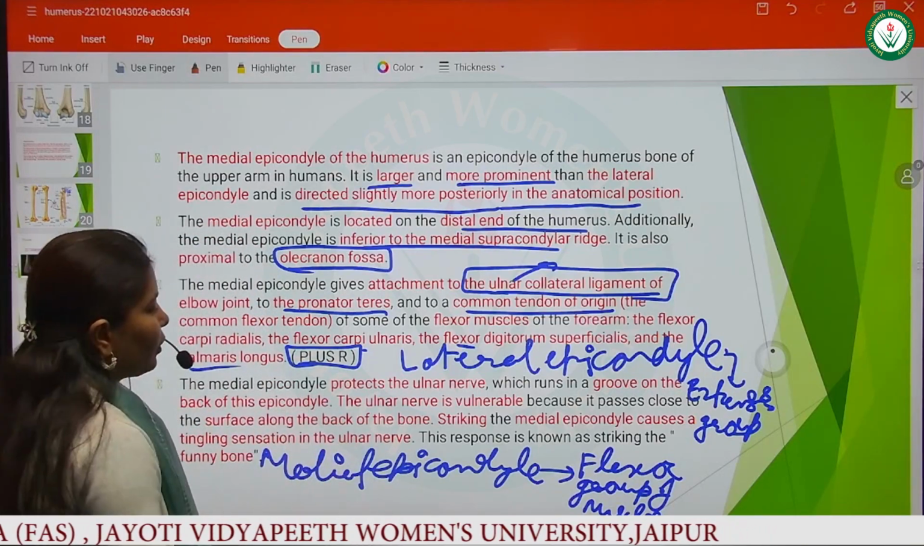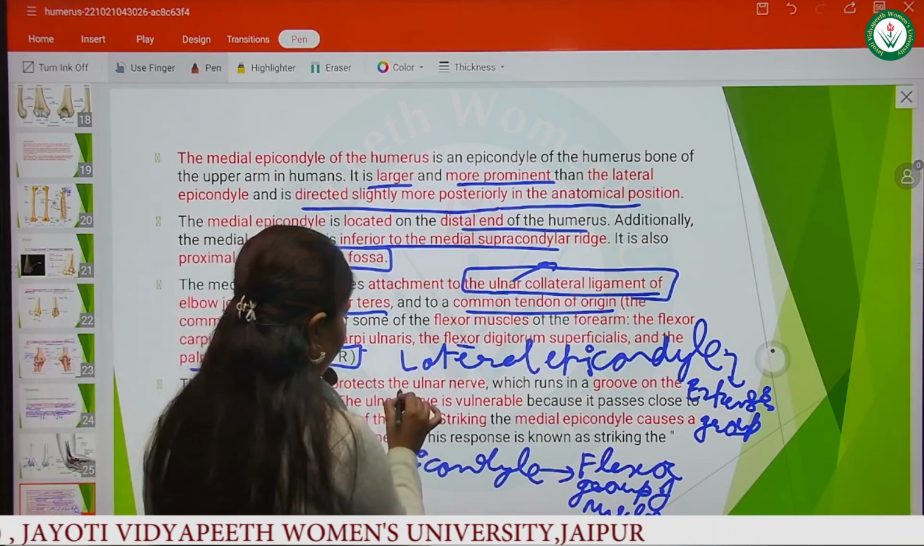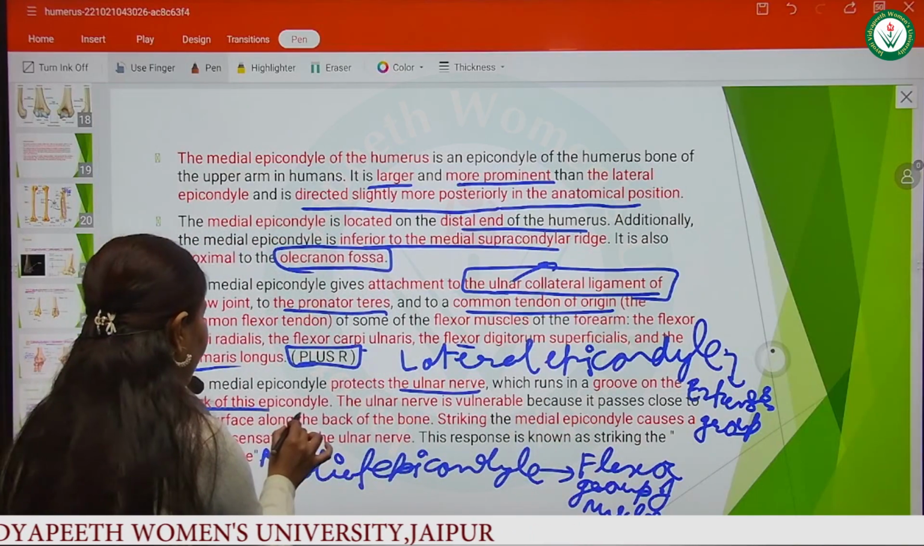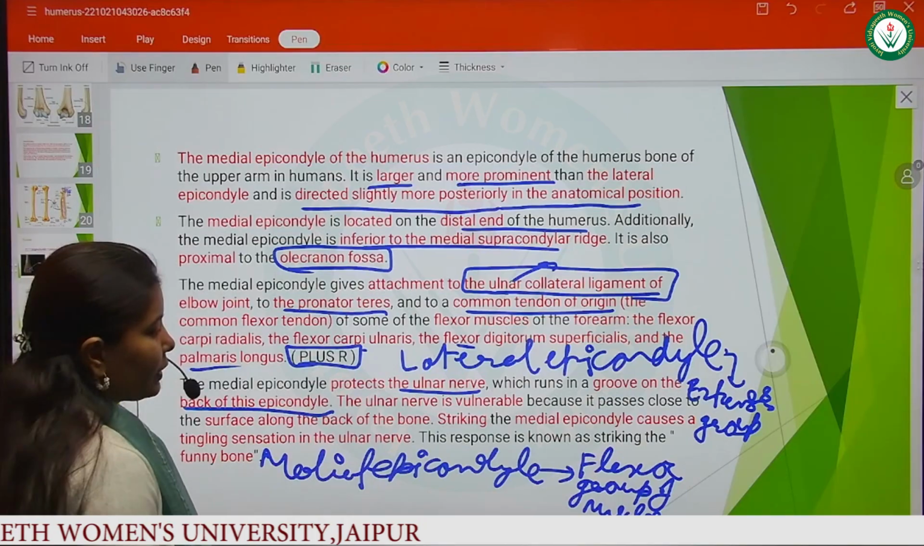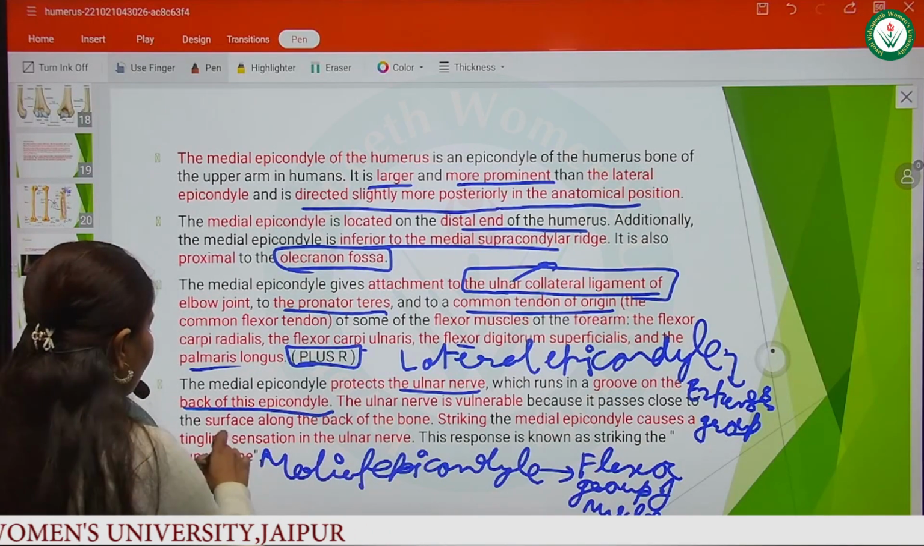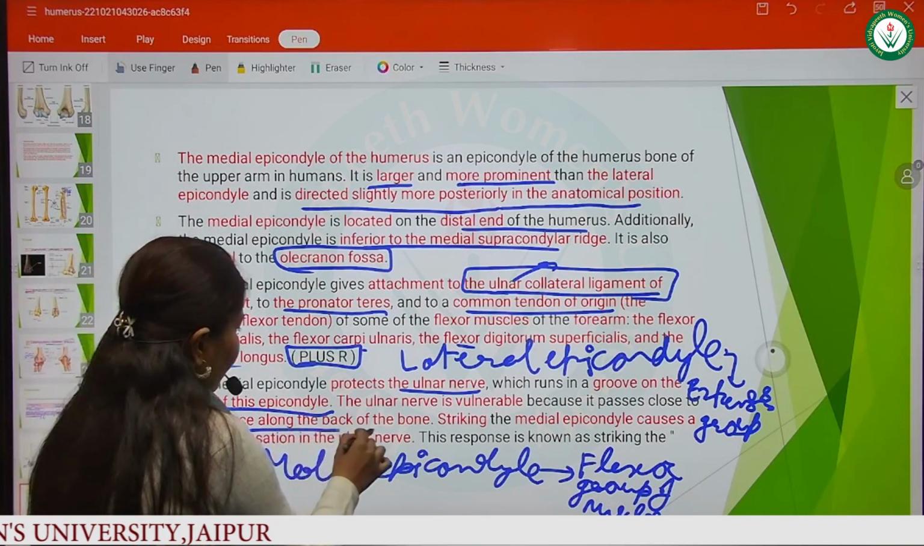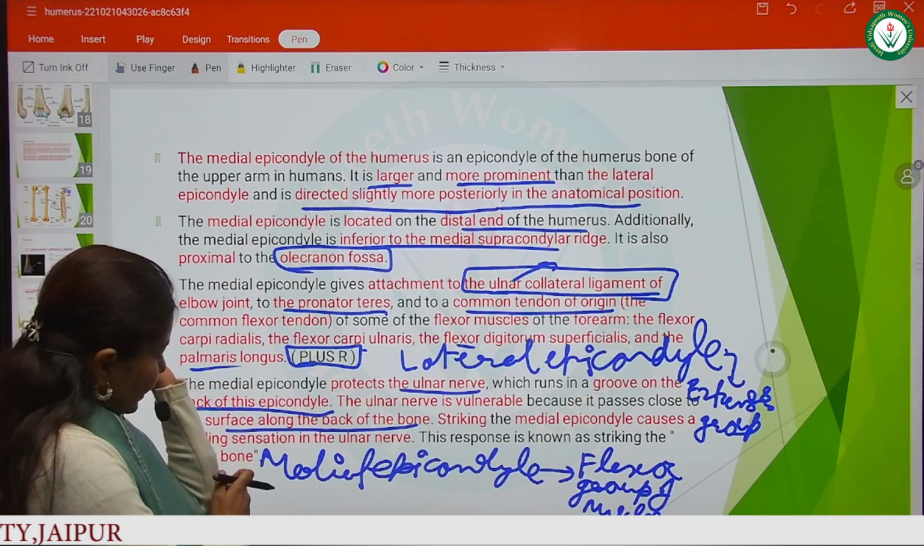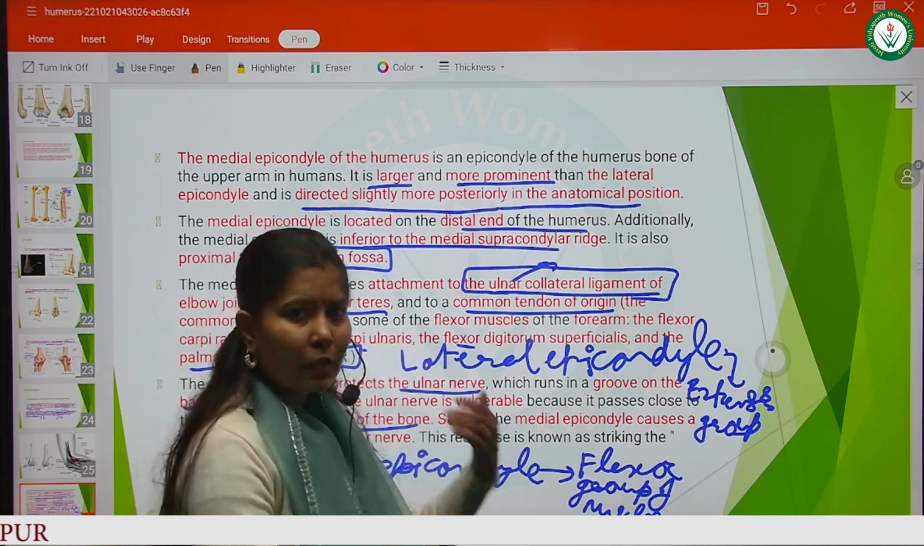The medial epicondyle protects the ulnar nerve, which runs in a groove on the back of this epicondyle. The ulnar nerve is vulnerable because it passes close to the surface along the back of the bone. So the ulnar nerve passes through here, from the back of the bone.